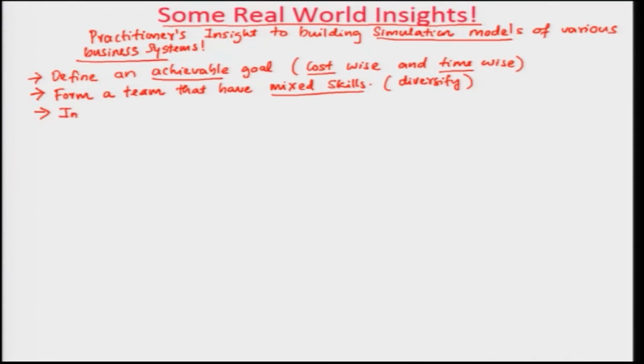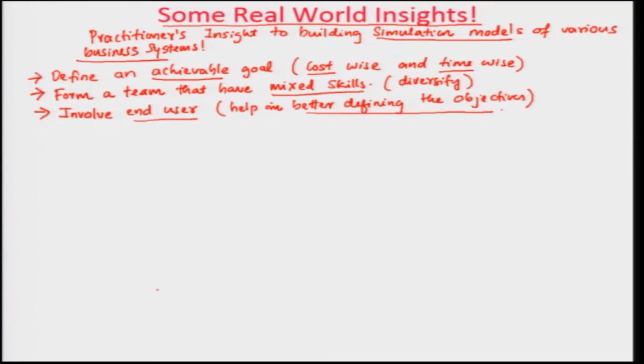Then another one is involve the end user, because most of the time the end user is the one who helps you in better defining the objectives. Okay. Then another insight is choose appropriate simulation tools.